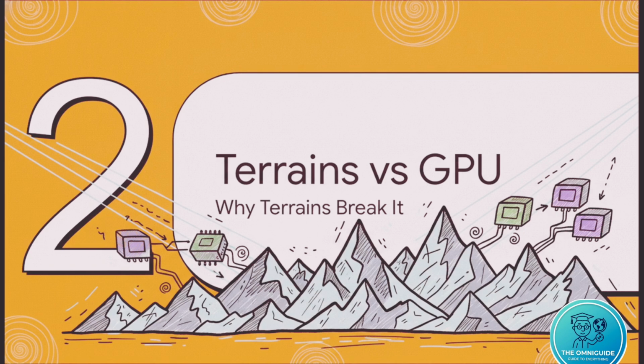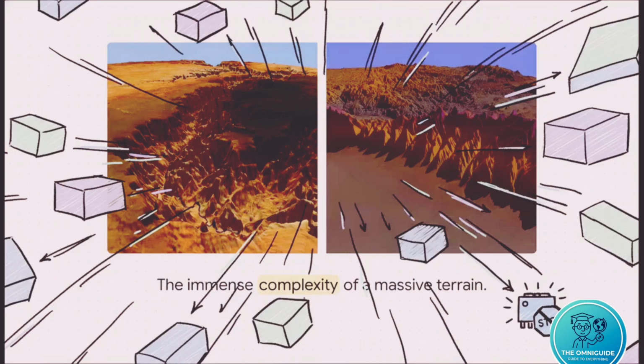Which brings us to Section 2. Why terrains break your GPU. Massive virtual landscapes are a unique kind of nightmare for graphics hardware, and it's mostly due to limited memory and massive data transfer bottlenecks. Just picture the sheer, immense complexity of a massive terrain like the Grand Canyon. If we actually tried to store and render every single geometric detail in a scene like that, every pebble, every jagged ridge, every canyon wall, it would instantly exhaust your GPU's video RAM.